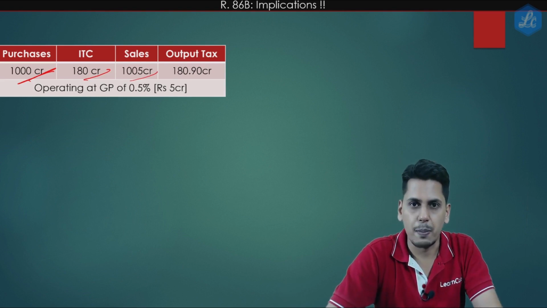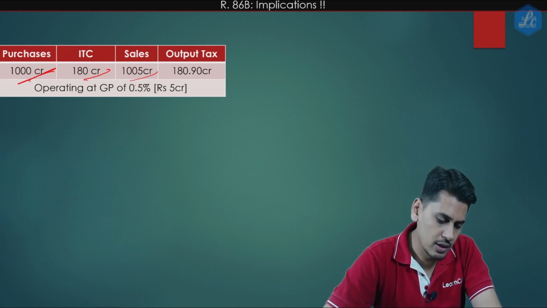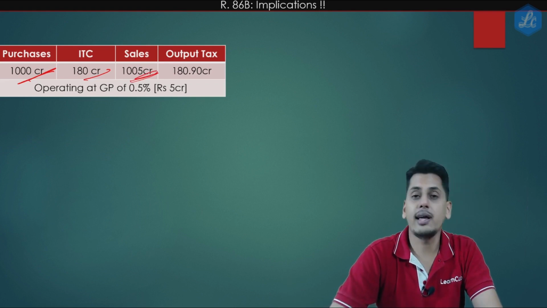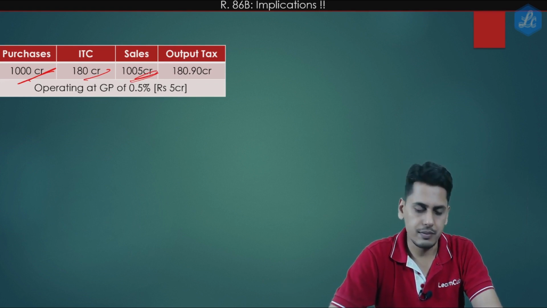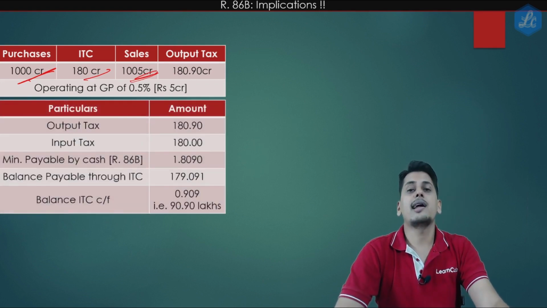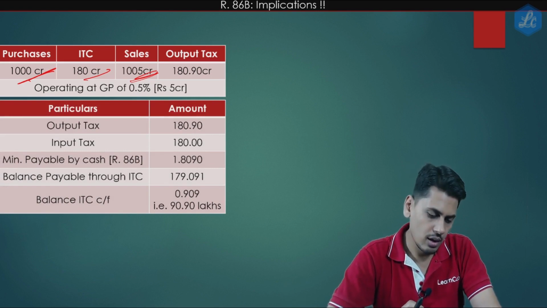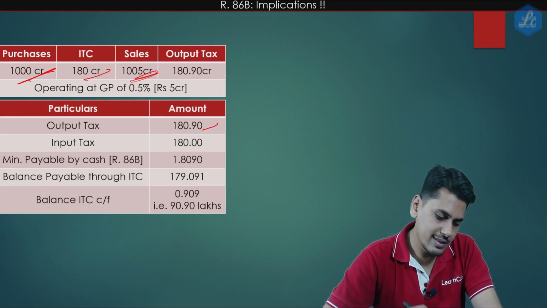0.5% is his margin. 0.50% is his gross profit margin. So he makes a sale at 1005 crores. Output tax 180.90 crores. Let's have a look at what is going to be his compliance considering Rule 86B. His output tax is 180.90. His input tax is 180.